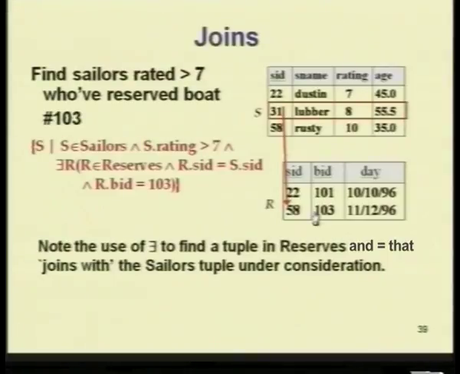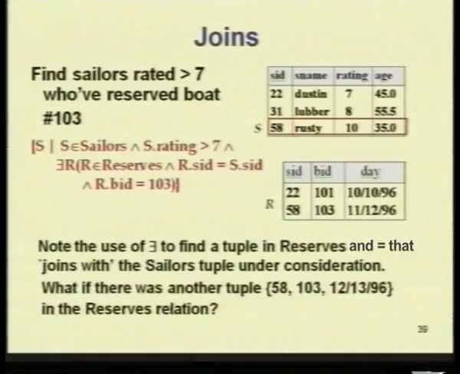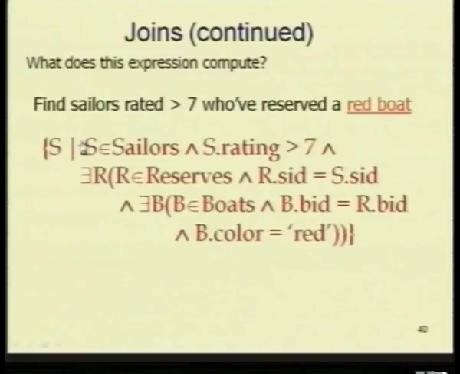So, I come here, I find out this, now the rating is greater than 7, but I have 58 and he has booked 103. So, okay, I get the answer as 58, 103 and this in the reserves. So, what does this say? Find sailors rated greater than 7 who have reserved a red boat.